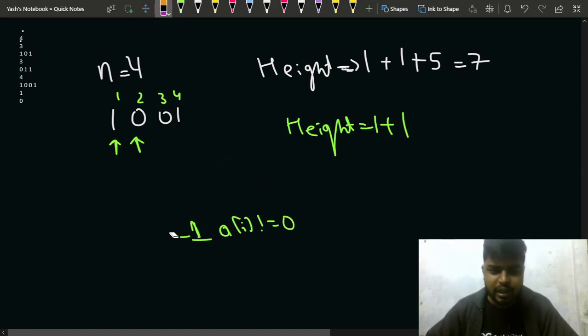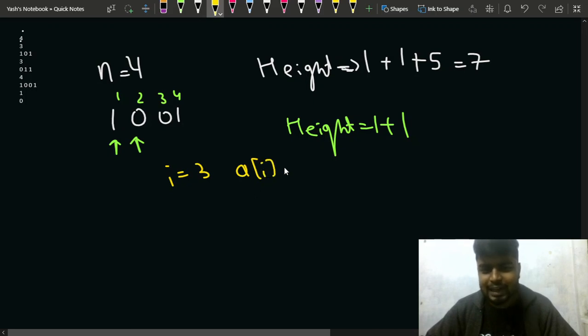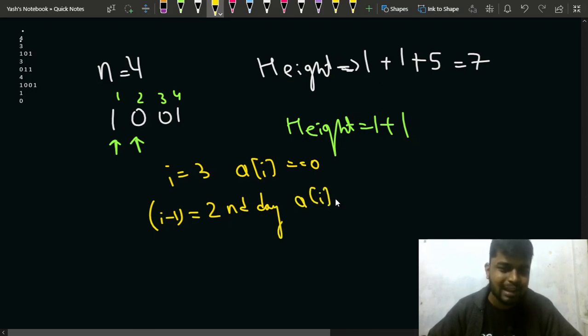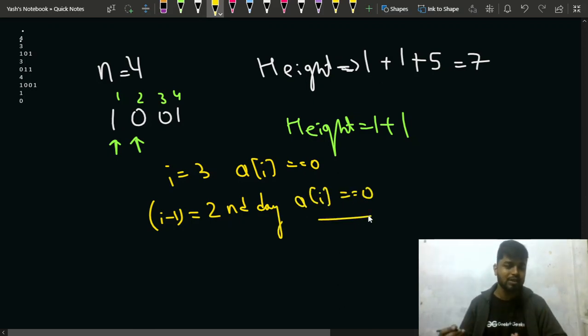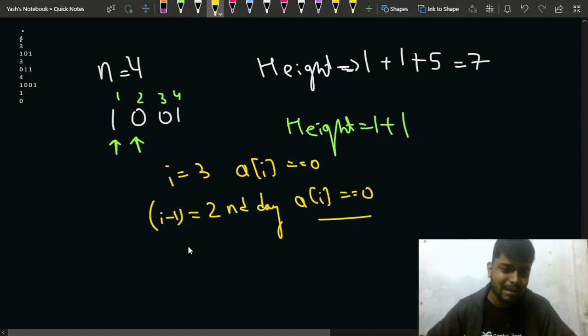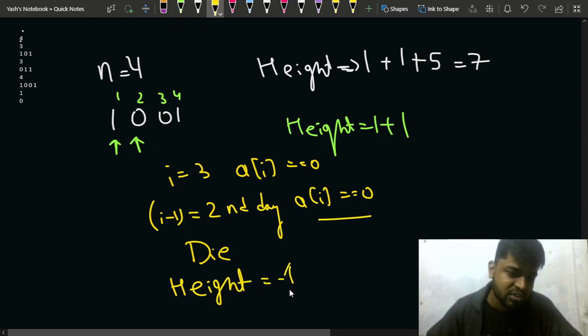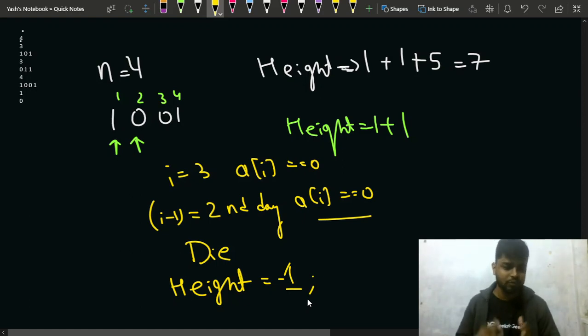Once I move to the third day, i is equal to 3. I see that ai is equal to 0, so that means on the third day it has not been watered. So I will check the previous day, that is the i minus 1th day, the second day. On the second day I can see that it was not watered as well, right? So it was not watered for 2 consecutive days. That is why in this case my flower will die, and that is why I'll update my height to -1, since my flower dies, so I have to print -1 for this case.